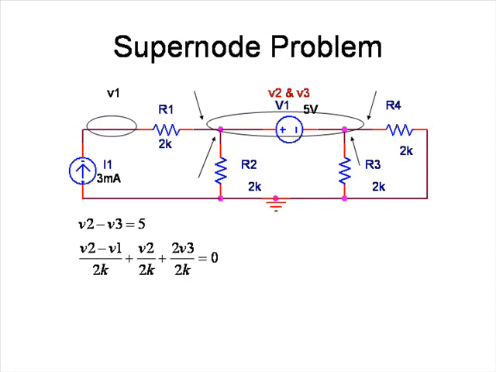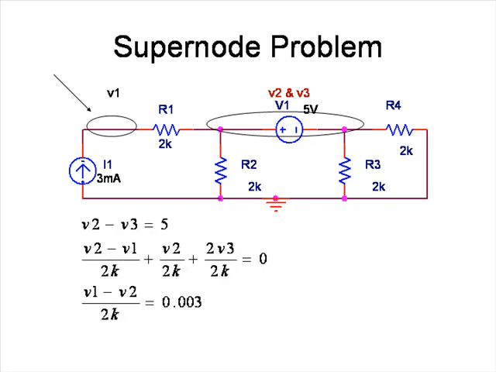What's next is that we're going to work with the other node, the non-supernode. So let's look at this node first, and we will take V1 minus V2 over 2K on one end, and we will make it equal to 0.003. Remember, what comes in must come out. What's going in equals what's going out, as I've stated on the first video.